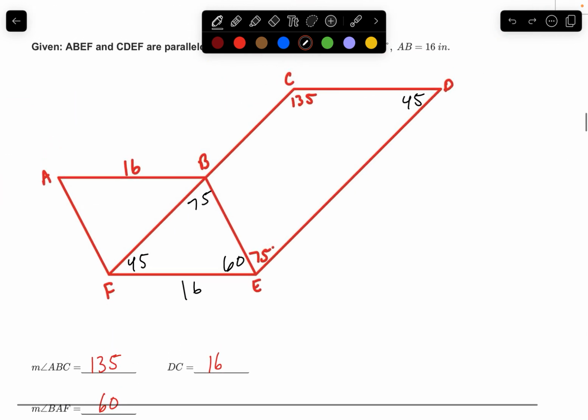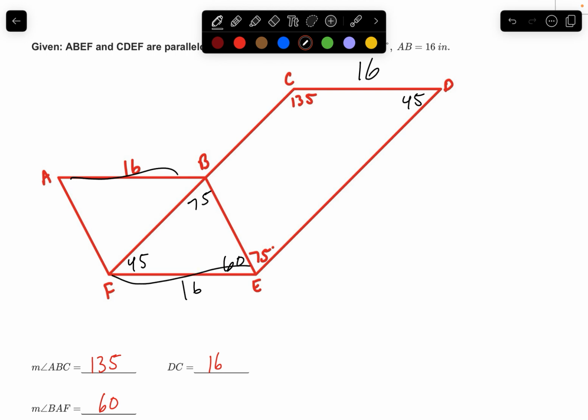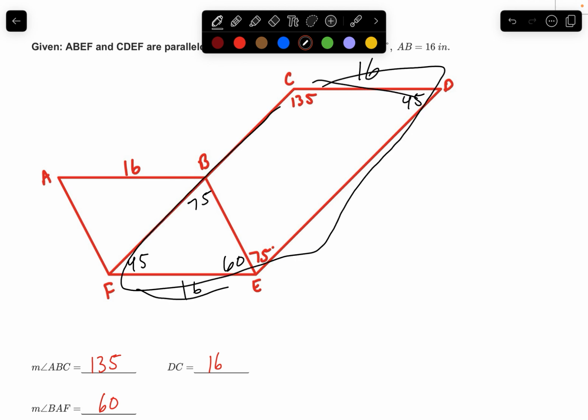Perfect. Oh, and if this is 16, this would also be 16, right? Opposite sides are equal. Okay. So these two sides are equal because of this parallelogram. And then these two sides are equal because of this parallelogram. Nifty.